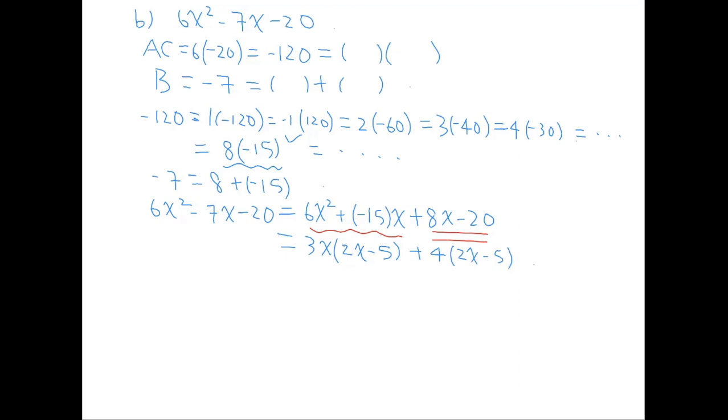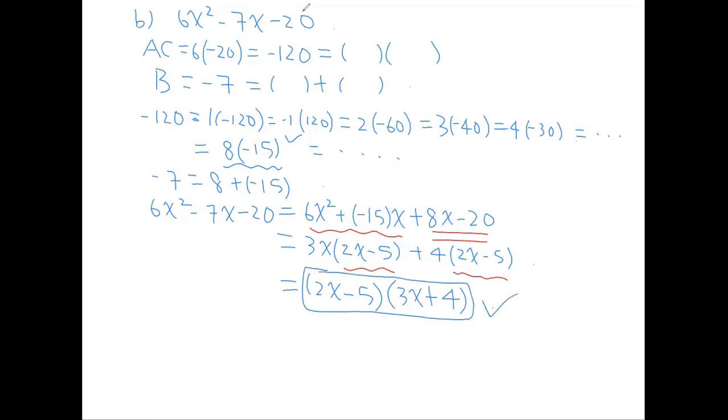See, here we have a common factor, 2x minus 5. We can factor this common factor out, 2x minus 5. And then the first one, you have 3x left. And the second one, you have 4 left. And you can check this is the right one. This is the right factorization. Okay, thank you.